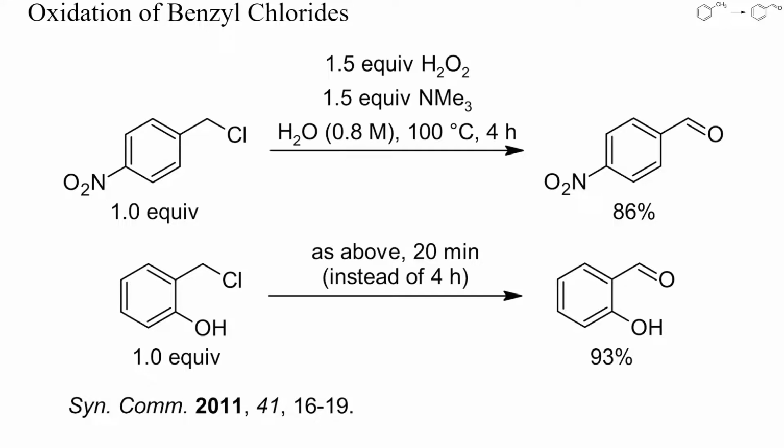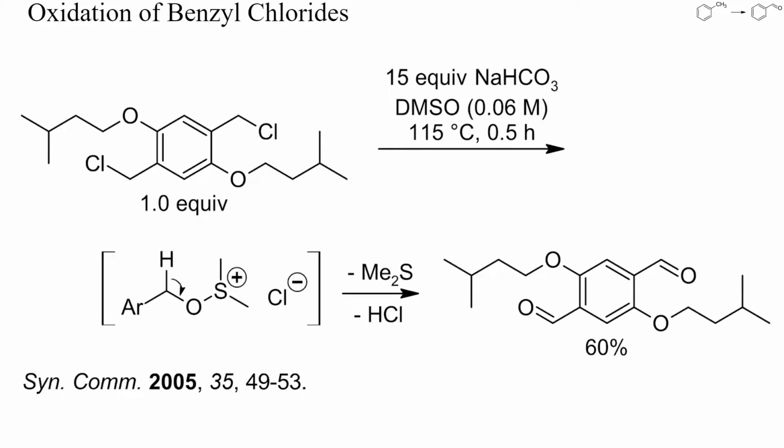To prevent quaternization of the amine, its oxidation should be complete before addition of the benzylic halide. Both electron-deficient and electron-rich benzyl chlorides were oxidized in high yield. In the so-called Kornblum oxidation, alkyl halides or sulfonates are heated with DMSO and a weak base. O-alkylation of DMSO yields the same intermediate that is formed during Swern oxidations.